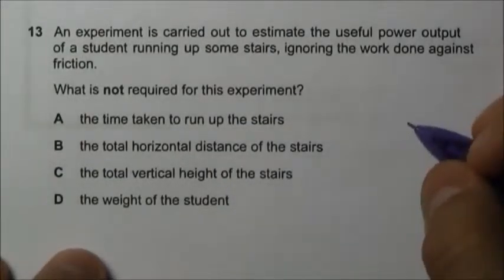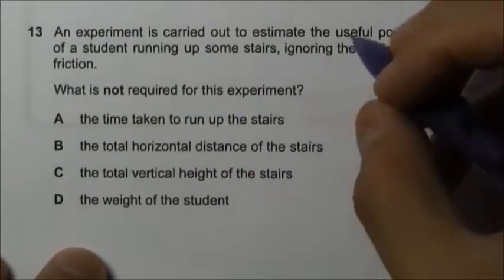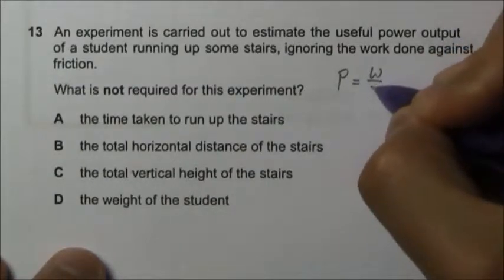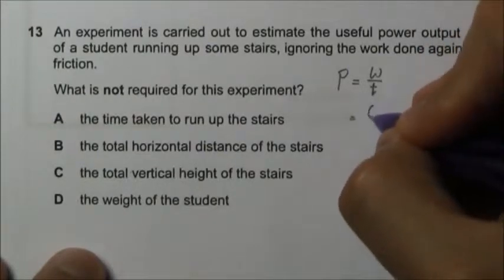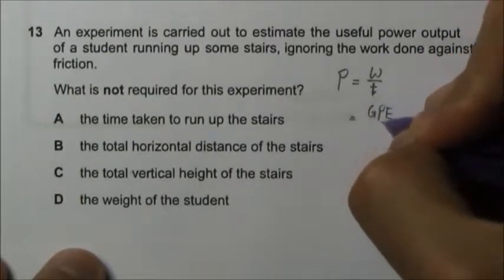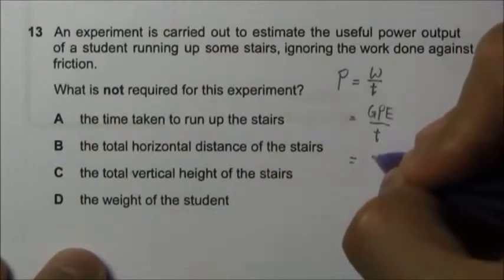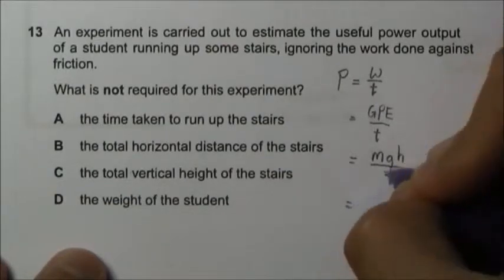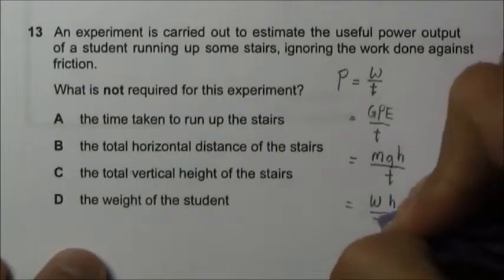Okay, to find the useful power output of a student who is climbing up some stairs, we have to use the formula: power is equal to work done divided by time. And the work done in this case is converted to gravitational potential energy because it's climbing up to a higher level. And gravitational potential energy is mgh, where h is the vertical height, divided by the time. And mg is actually the weight of the student, so it's W h over t.